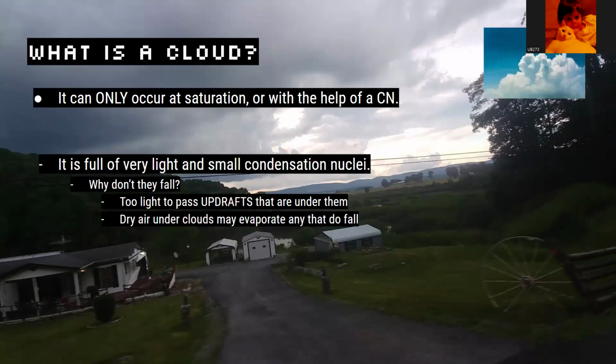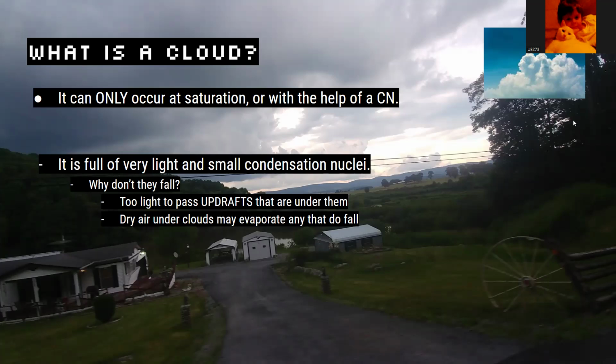All right. Let's first talk about what a cloud is. We already have talked about that. We need saturation for clouds, right? So relative humidity needs to be 100. There's another way we can get a cloud too, with condensation nuclei. We're going to talk more about that in a second. But for the most part, we can say that clouds have very light and small condensation nuclei.